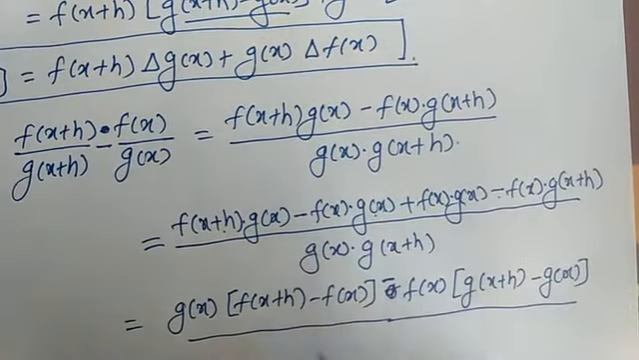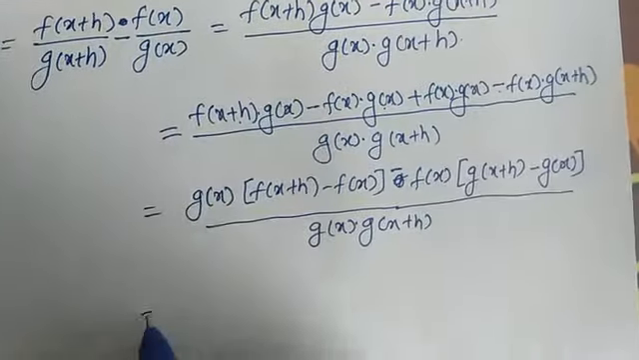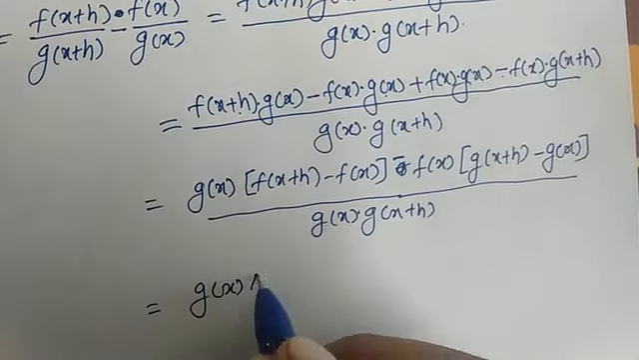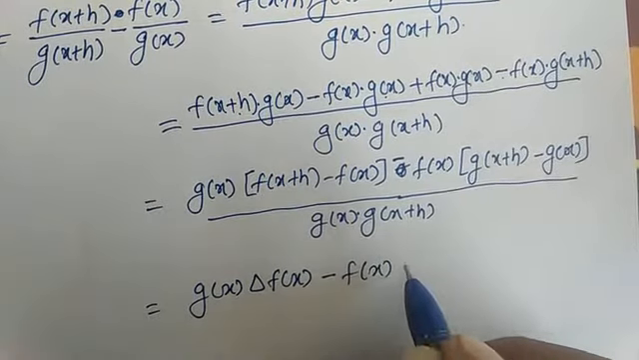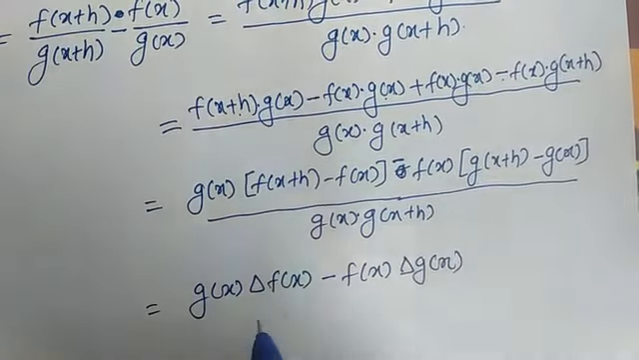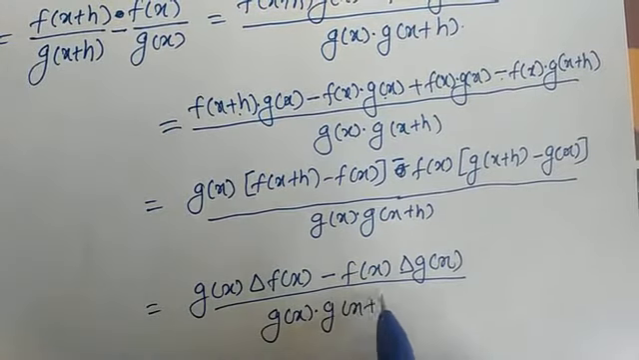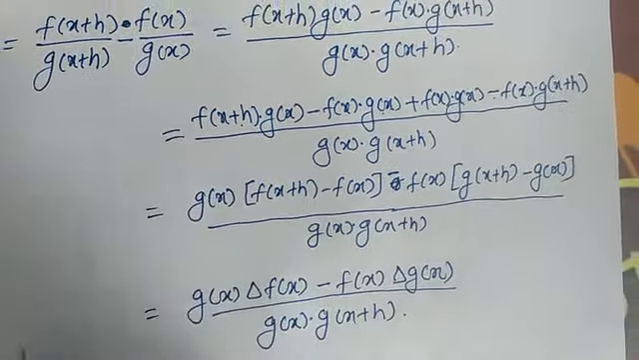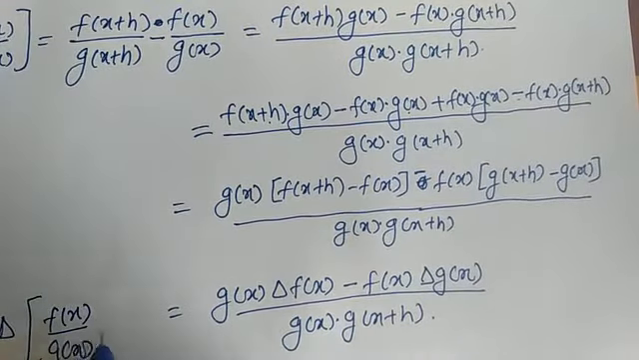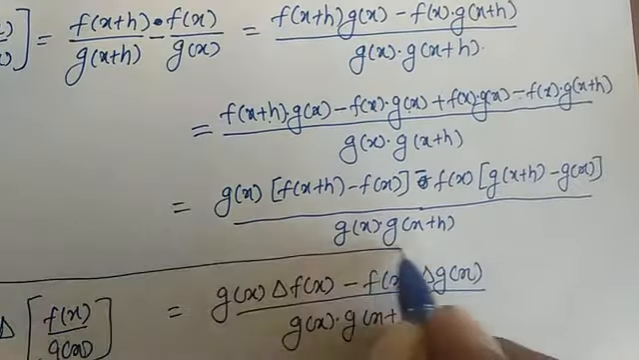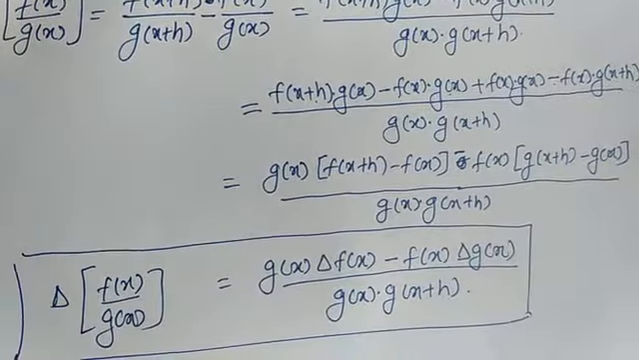Divided by g(x) into g(x+h), which is equal to g(x) Δf(x) minus f(x) Δg(x), divided by g(x) into g(x+h), which is our formula of Δ of f(x) upon g(x). Okay, so which is our required proof.